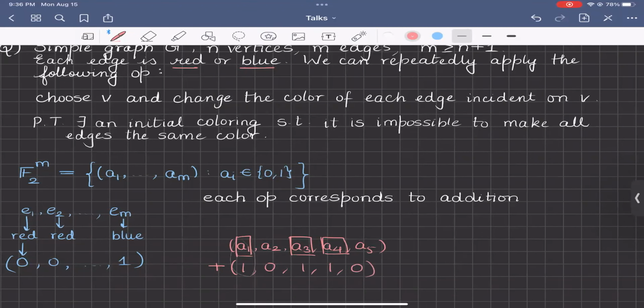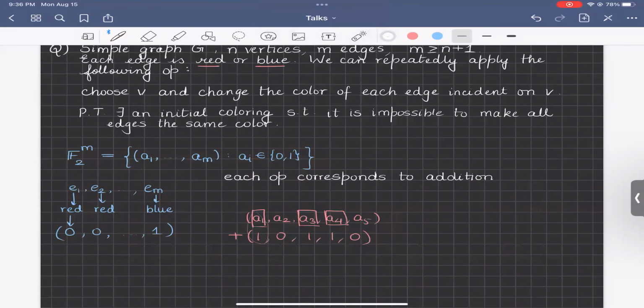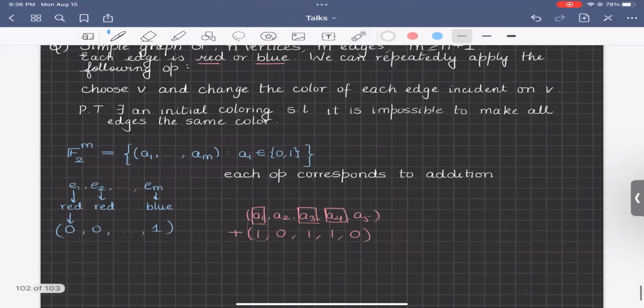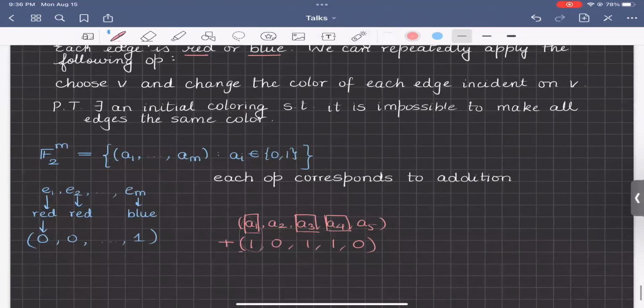Because this is what switches it. Adding 1 would switch 0 to 1 and 1 to 0. So yeah, that's right. And then what? The first step should be to try and formulate the entire thing as a linear algebra problem, right? So okay, we've made this observation. What now?